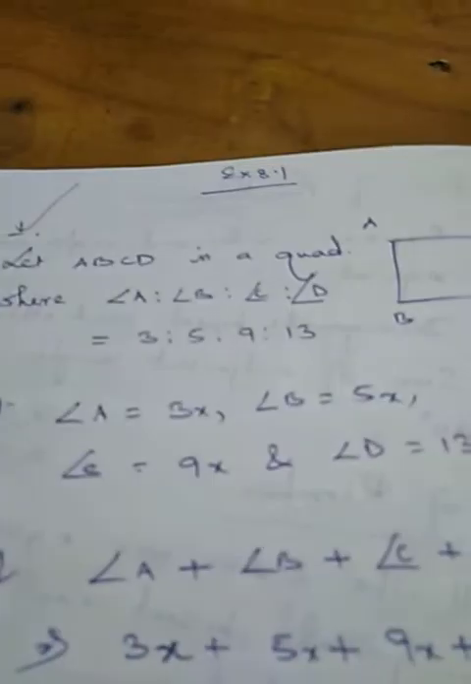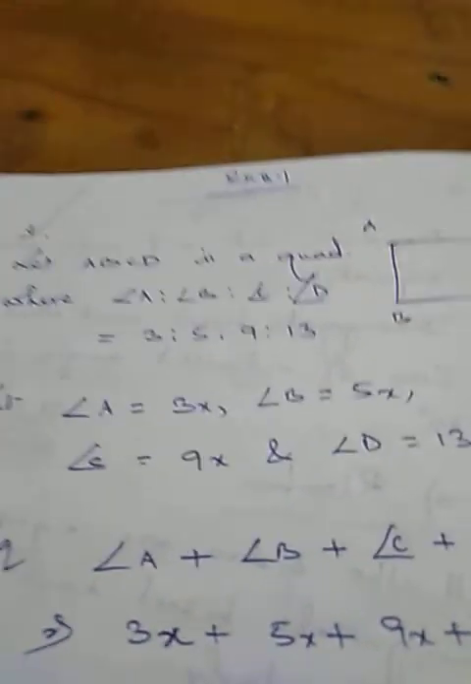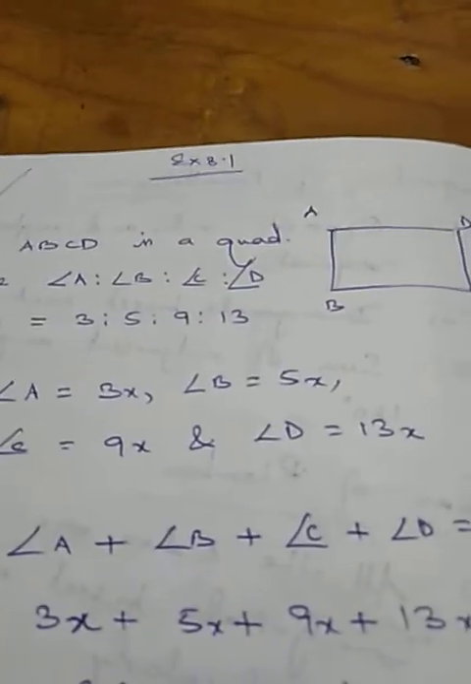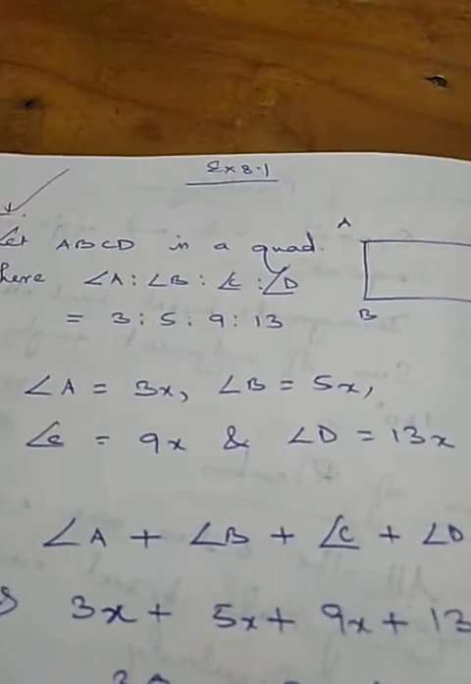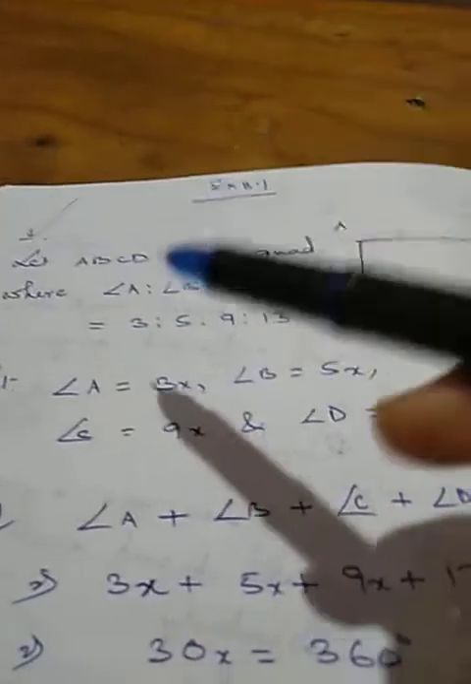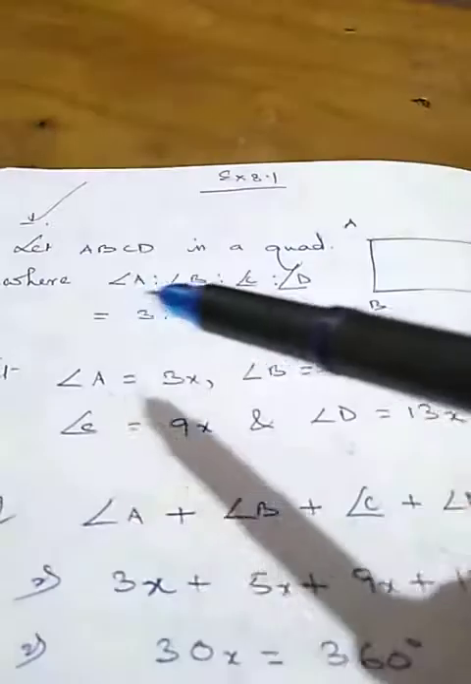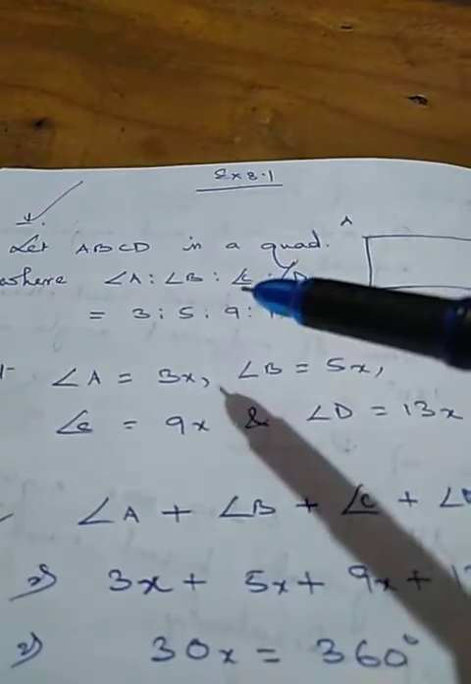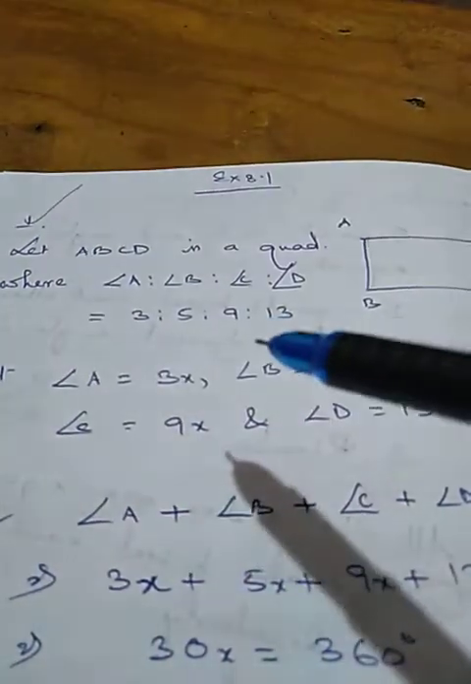So my dear students, today we are going to start exercise 8.1. In this question, what is given is that the angles of the quadrilateral are in the ratio 3:5:9:13. So let ABCD be a quadrilateral where angle A is to angle B is to angle C is to angle D equals 3:5:9:13.